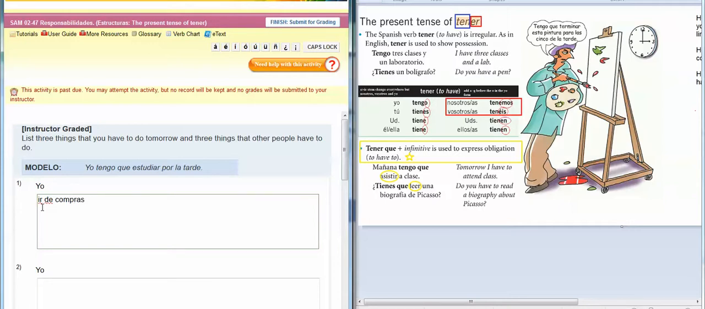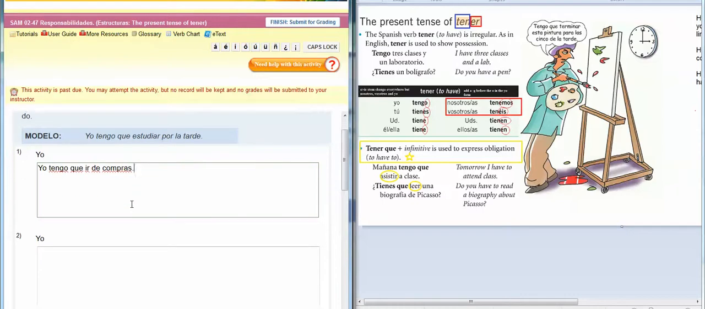Okay, so if I want to say I have to go grocery shopping, I'm going to put I. Have for I is tengo. And then because what I have is not me possessing something, it's me having some sort of obligation. When you have an obligation, when you have to do something, you've got to put a que between your tener and the thing you have to do. So I would say, yo tengo que ir de compras.